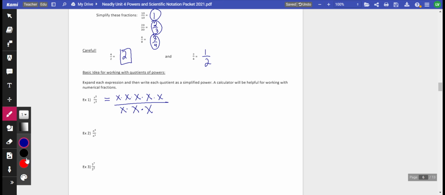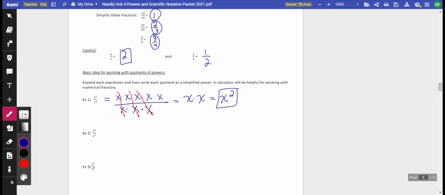So I'm going to go ahead and cross out my like terms in the numerator and denominator. This leaves me with an x times x in the numerator, which is x squared. Now, the remaining problems, you can continue doing these for examples 2 through 4.